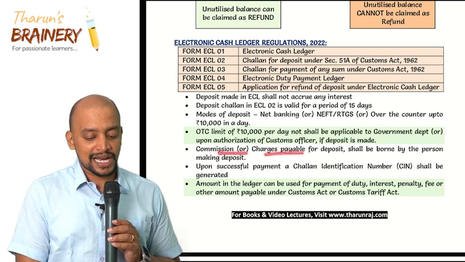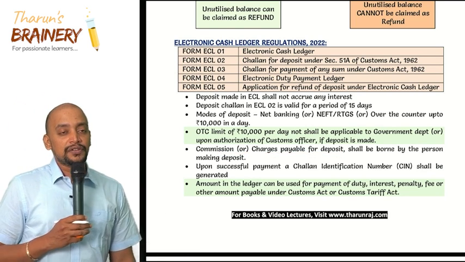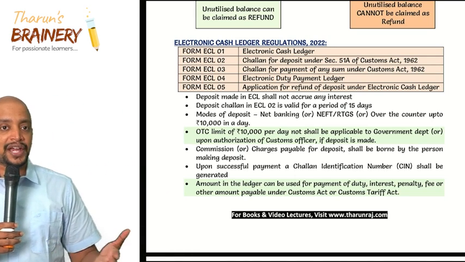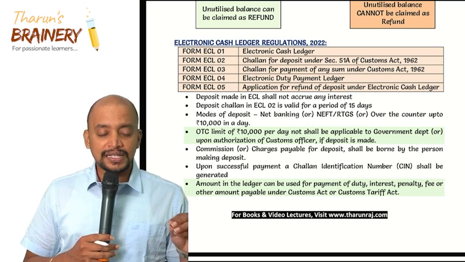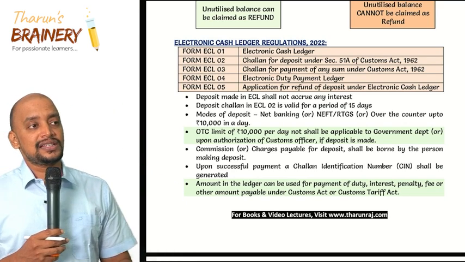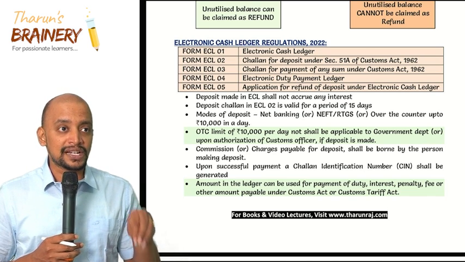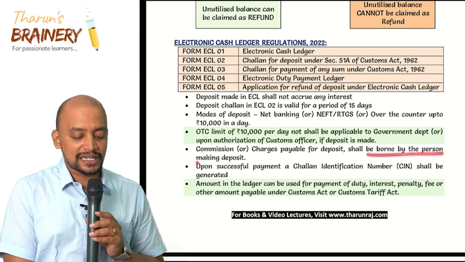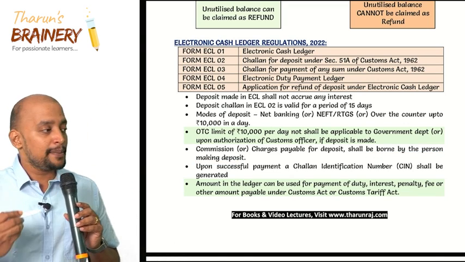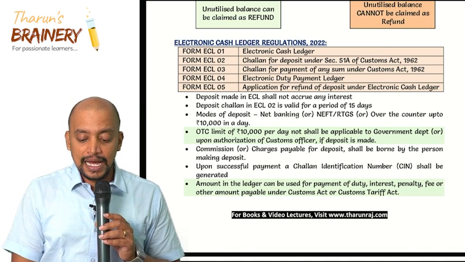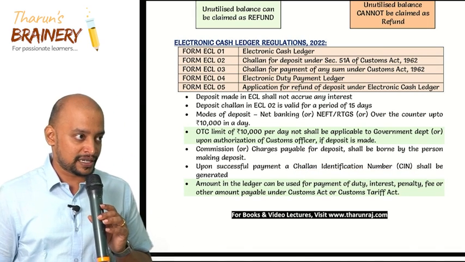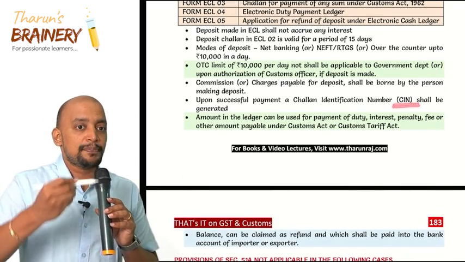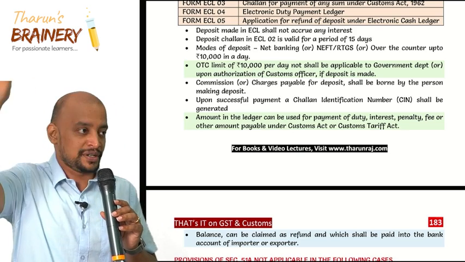Then commission or charges payable for deposit. Usually in our home branch, when we are depositing money, there won't be any charges. But when we are depositing cash in any other branch, there will be some charges payable. These charges, who will bear? Whether the depositor will bear or the government will bear? Depositor only will bear. So it shall be borne by the person making the deposit. Once the payment is completed, a challan identification number shall be generated, and this challan identification number is the proof that the payment got credited to the government account.